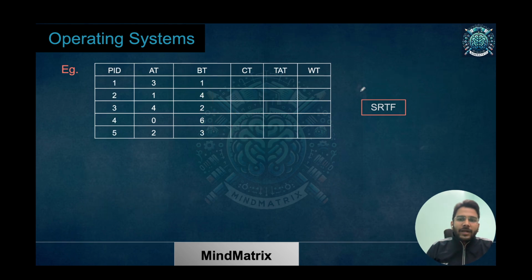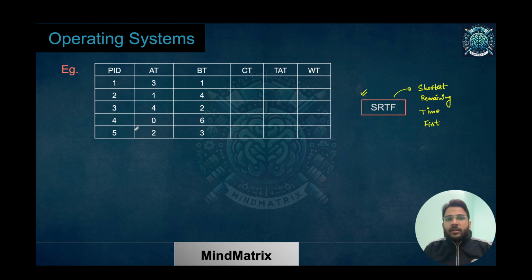Now let's talk about SRTF. SRTF, shortest remaining time first, which is a preemptive CPU scheduling algorithm. And you have to see the execution carefully here. Okay, so let's make the Gantt chart here.